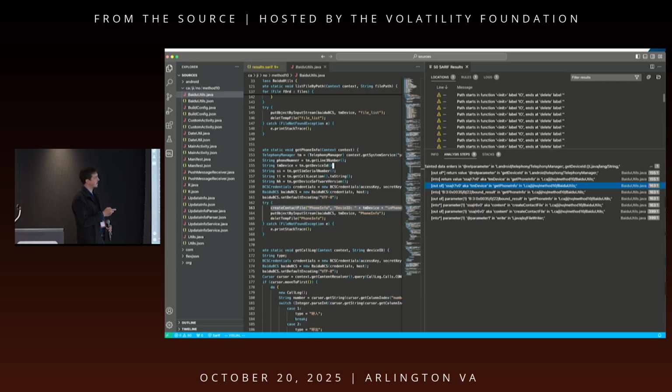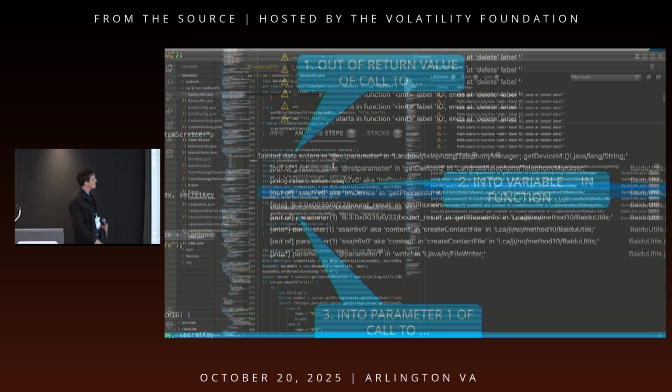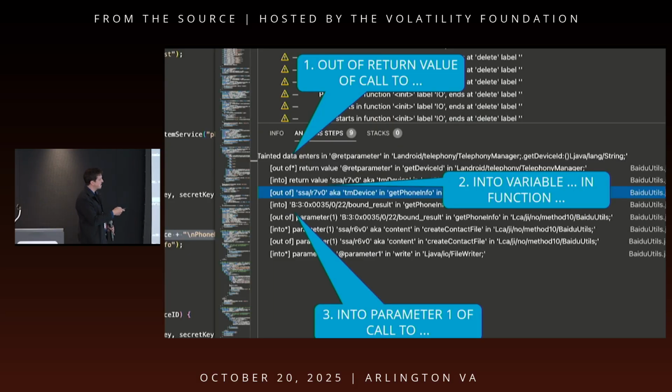So if you load the SARIF file in the SARIF plugin, you get a view like this, which says, I have found various paths from sources to sinks, and this is one of them. I'm going to zoom in a second, so don't worry. So what you get when you run this after CTADL has produced paths is things like tainted data has entered the system here, and it flows out of the return value of some call, right? And then it flows into some other function, and then it flows into the parameter of some other call.